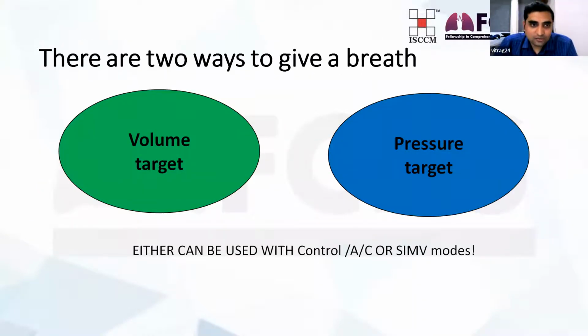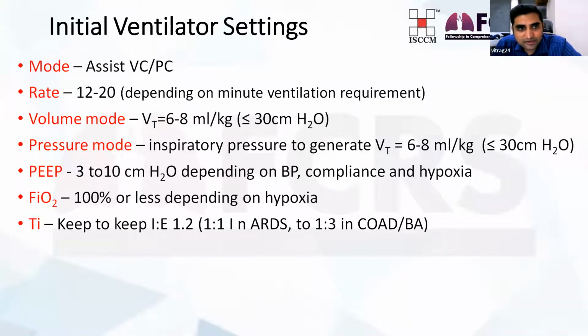Okay, sir. So there are two ways to give a breath in a ventilator, either volume targeted or pressure targeted, and either can be used with control mode, assist control mode or SIMV mode. So either it is volume or pressure, and it can be controlled, assist control or SIMV. For initial ventilator settings in any mode, we will not go into detail, but just for the introductory part, the mode would be assist volume control or pressure control, and the rate would be 12 to 20 depending on the baseline minute ventilation.